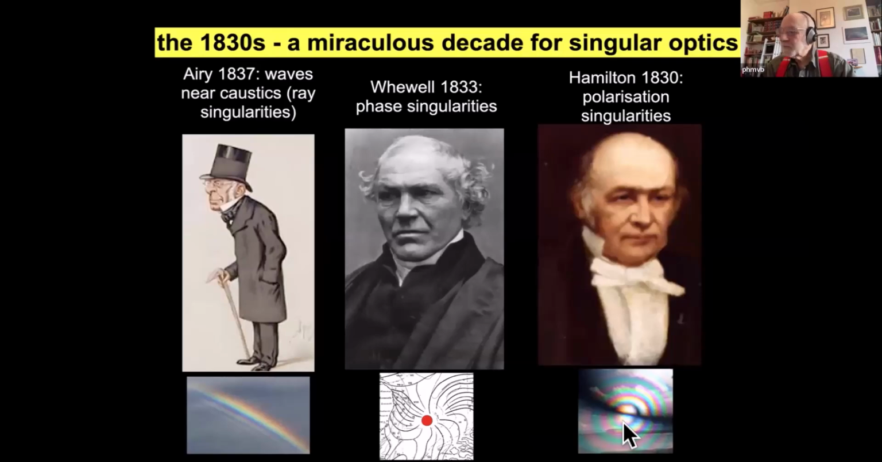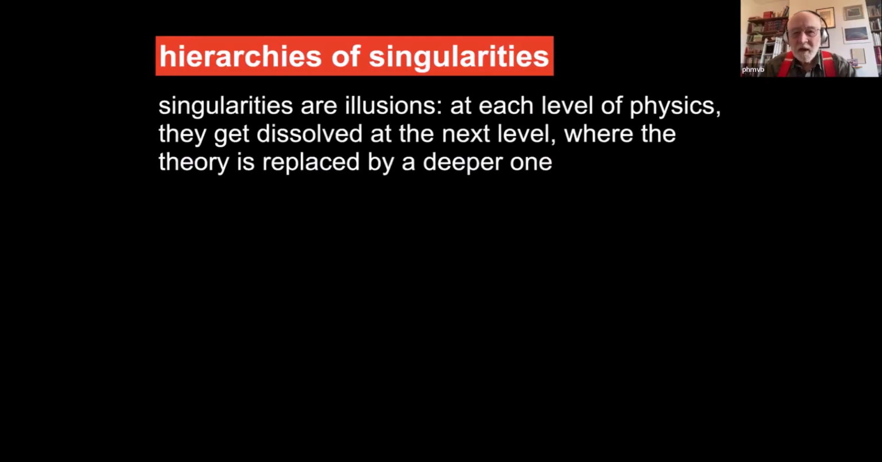And to finish with, I want to point out, from the most general point of view, stand back and consider the hierarchy of singularities. And the important point here is that singularities are illusions. They're illusions because at each level of physics, they get dissolved when you go to the next level, and the theory is replaced by a deeper one.